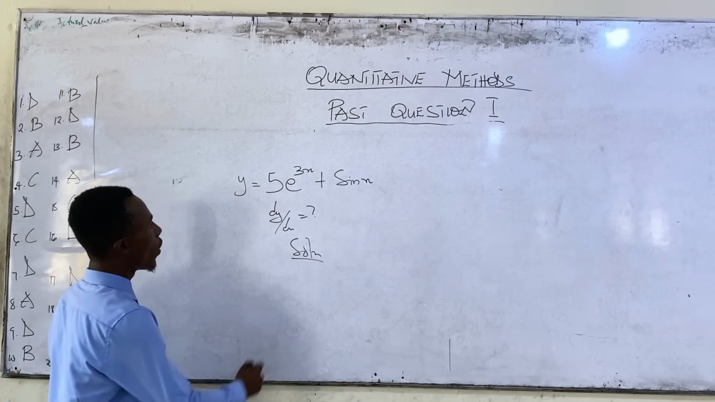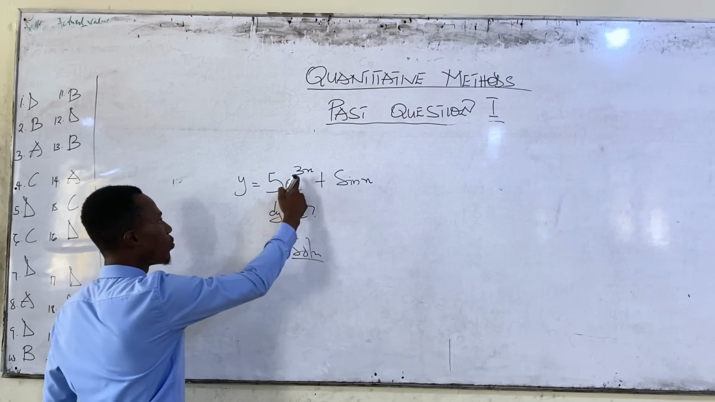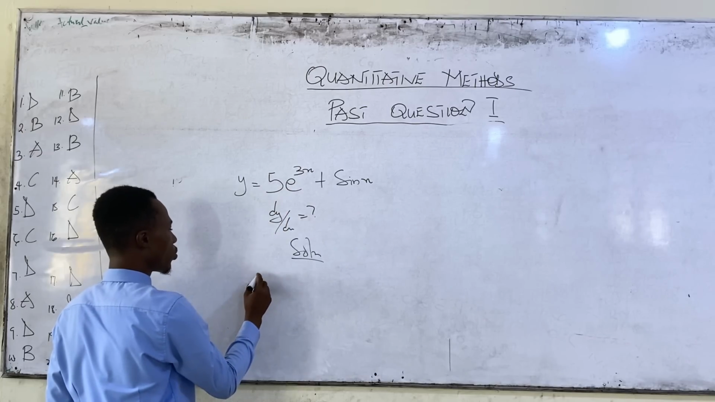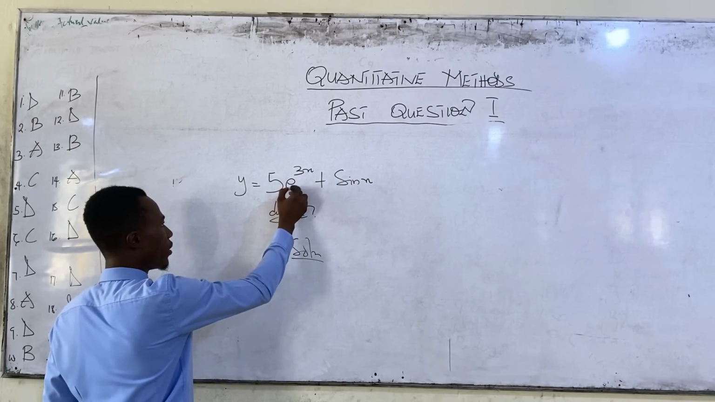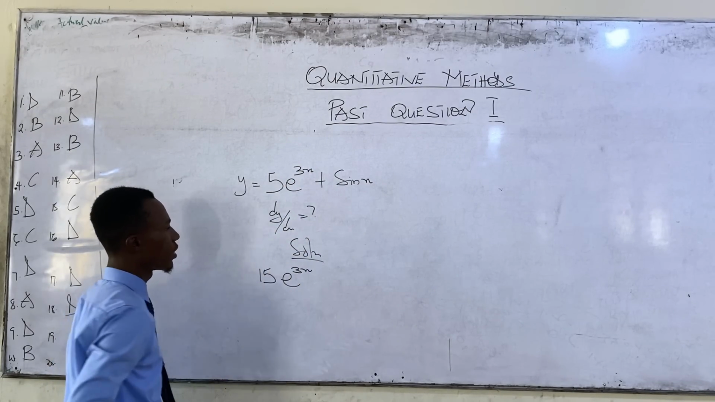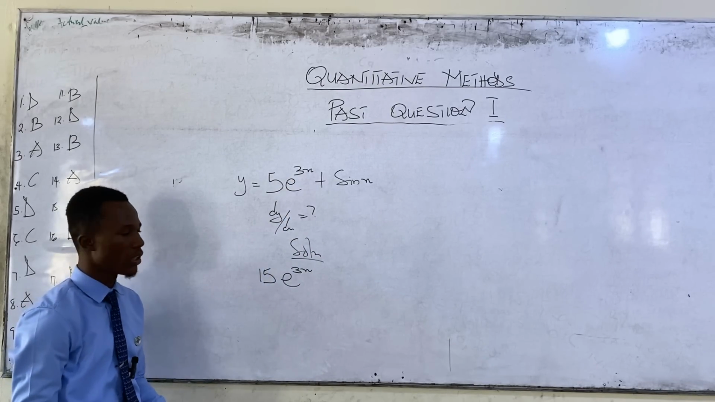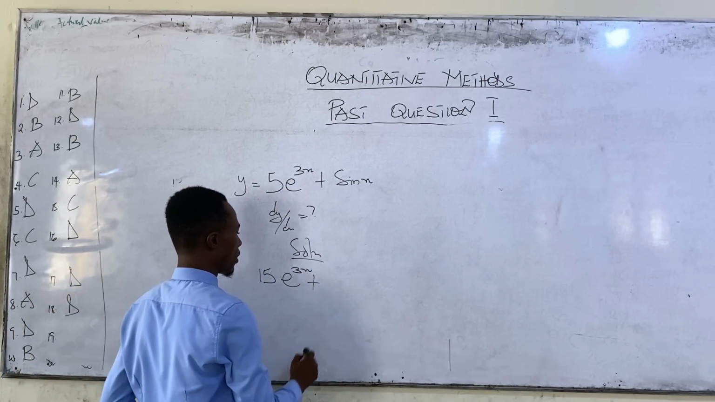So when you differentiate the exponent here, what will you get? You are going to get 3. Then you multiply the 3 by 5 to get 15. Then you maintain afterwards e exponent 3x. So this is the differentiation of this. Are you good? Then we say plus sine x.